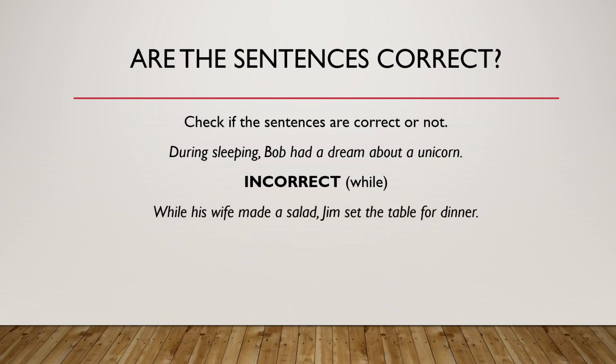Repeat after me. While his wife made a salad, Jim set the table for dinner. Is this correct? Yes, it is correct. His wife made a salad. That is the time period. Jim set the table for dinner happened in that time period. We are joining two sentences. We need while.